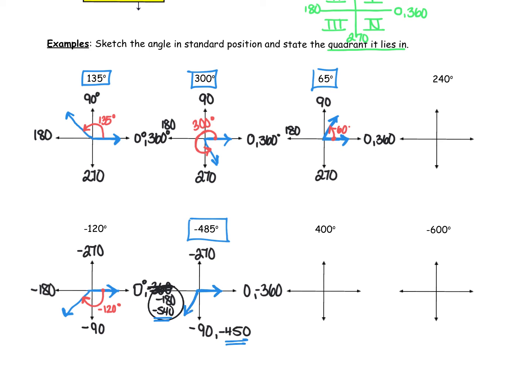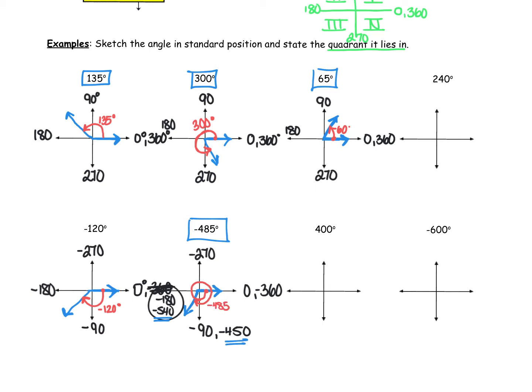So the arrow is super important. We're starting at the initial side. We went one full circle, but then we went a little bit more. So I have to show that and go around more than once. And that would be your negative 485.